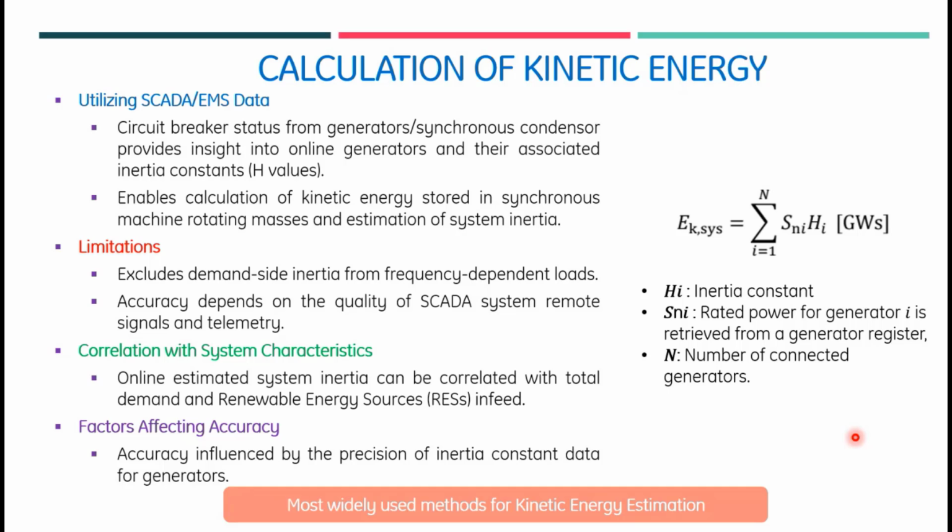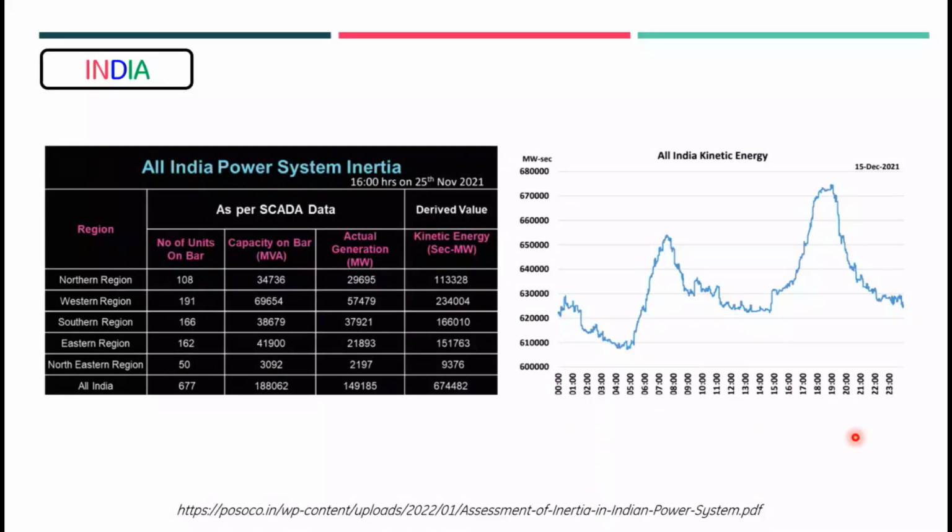Based on monitoring the generators, we can utilize that for the estimation of the kinetic energy in the system. This is the most widely used and simple method to estimate the energy. Kinetic energy means a measurement of the inertia in the entire system, whatever is in operation right now. So you can see that this is for India.